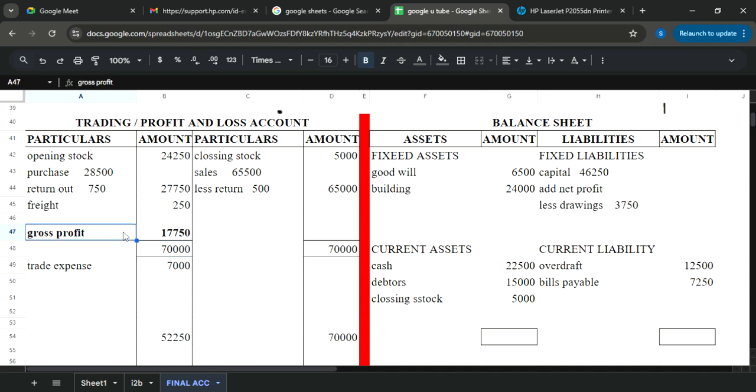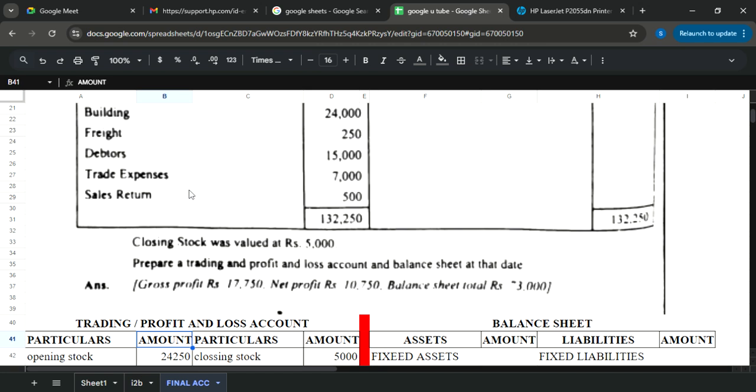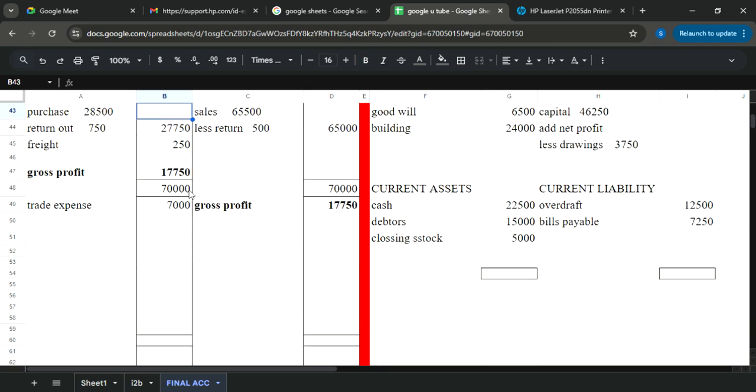Now the next step is to bring this gross profit to the opposite side, and you will write 17,750. Since our gross profit has been calculated, these totals are now not required to be written over here because it was rough work. Just erase them. Now the next step is to calculate our net profit, and there is only one expense. It's quite surprising. There is only one expense over here, and it means these are totals as well.